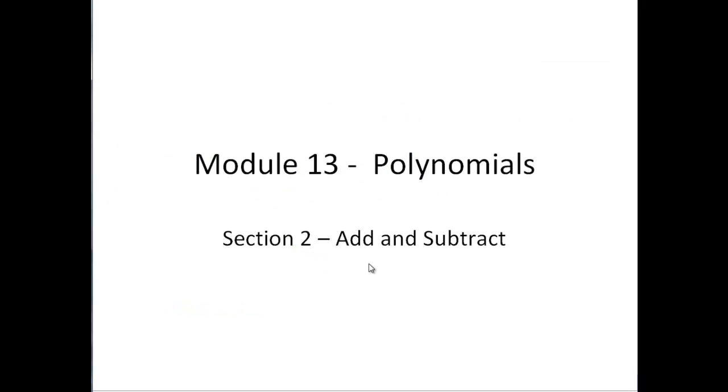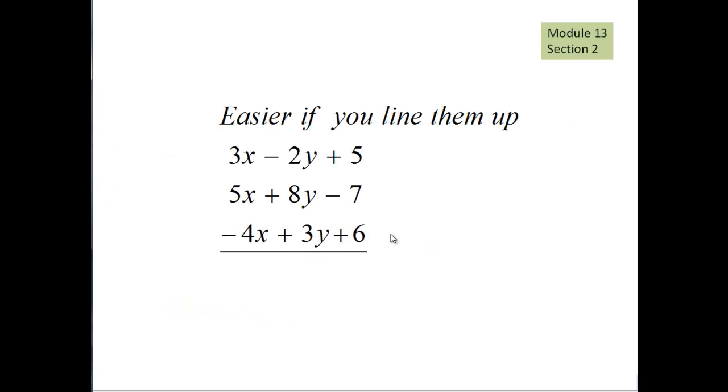For section 2, this is adding and subtracting. Now, if they give them all in a row, I would take them and line them up. Like 3x minus 2y plus 5. They might put just plus, and then the next one, I would make them vertical because it's easier to add them. 3 plus 5 minus 4, negative 2 plus 8 and 3. If you'll line them up, it's much easier to combine them.